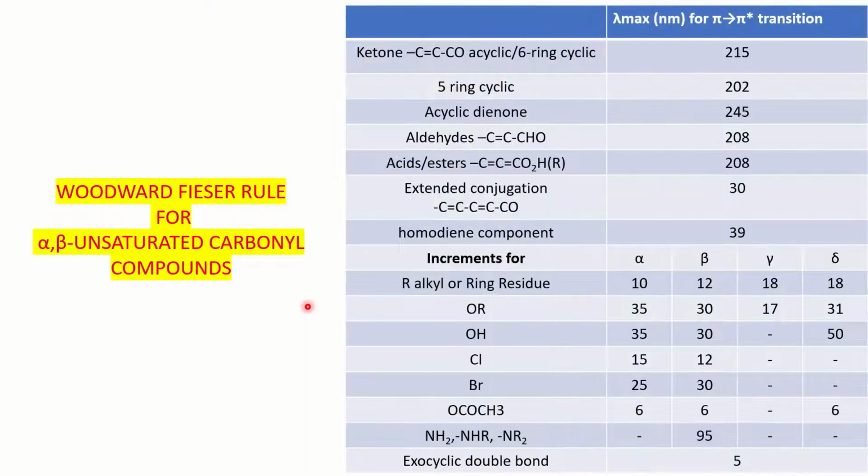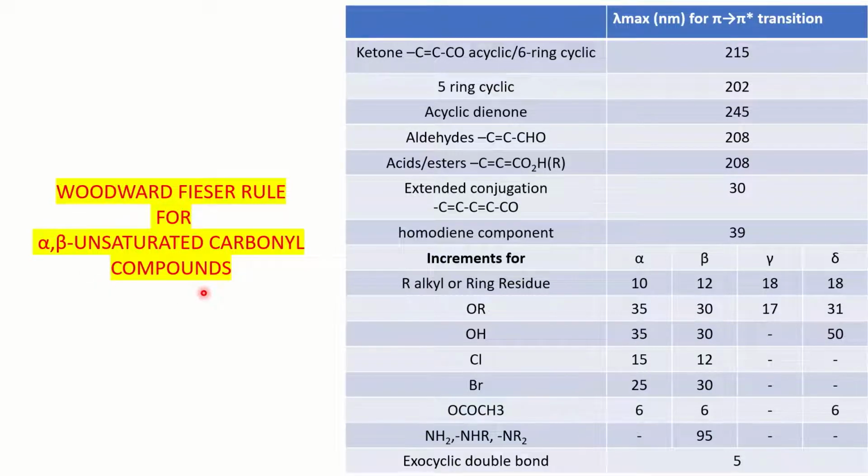Woodward-Fieser rule for alpha beta unsaturated carbonyl. Basically, you have to learn this table, because the values won't be given to you in the exam. You have the base value, which depends on the functional group, like if it is ketone or aldehyde, acid or ester, you have a different base value. You put it as per the functional group and the size of the ring, 6-membered or 5-membered, and then you have the increment for each functional group.